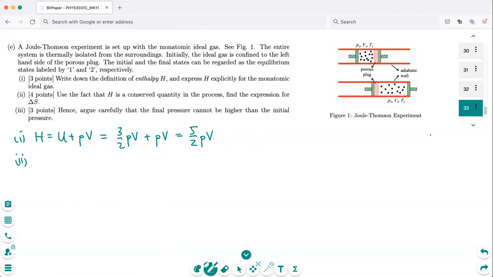And 2, now use the fact that H is a conserved quantity in the process. We showed this in the lecture, but now I just give you this fact. Find the expression for the change of entropy. So this delta S is S final minus S initial. So everything labeled with 2 is final, and everything labeled with 1 is initial.